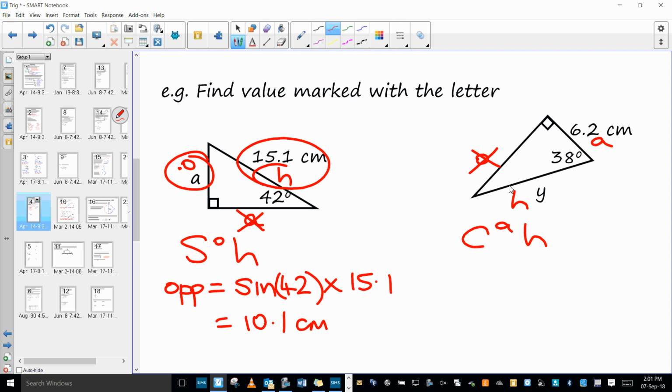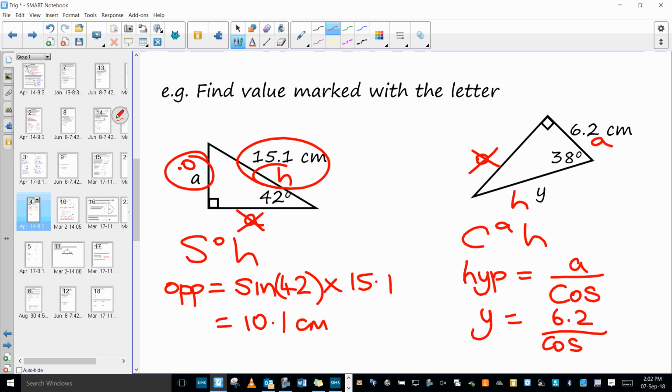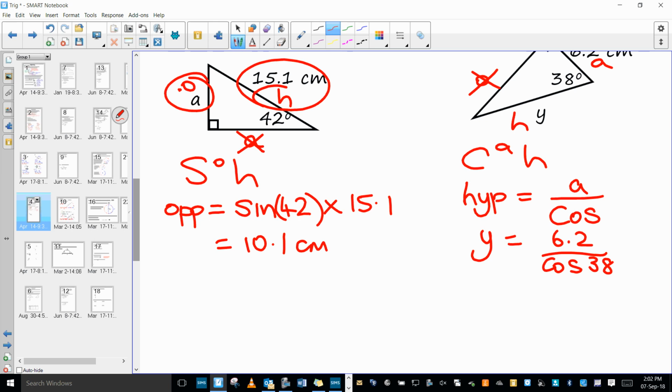So the hypotenuse here, what rule do I write for it? A over C, and C stands for cos. So we've got Y is equal to 6.2 over cos. Cos always has to go with the angle, so that's 38. We're going to put an answer in, and then you're going to have a go at some questions. 7.87. Lovely. And again, it's a length, so it's centimetres. Go for it.